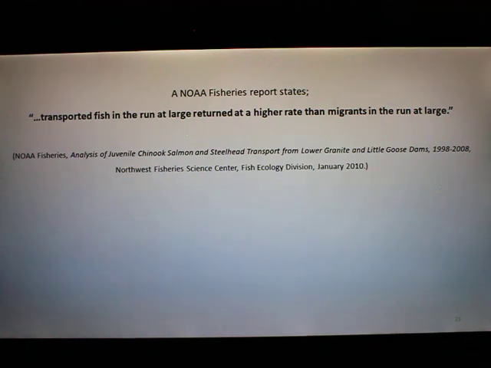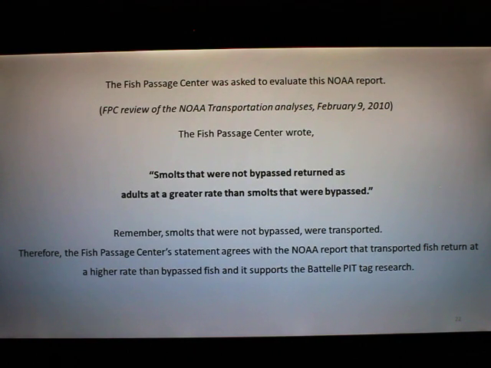A NOAA Fisheries report stated transported fish in the run at large return at a higher rate than migrants in the run at large. So transport is better than in the river. Again, the name of that report is here. Fish Passage Center was asked to evaluate this NOAA report. Now, Fish Passage Center, in my opinion, is a pro-breach organization. So they're going to offer a statement that, in my opinion, is quite convoluted.